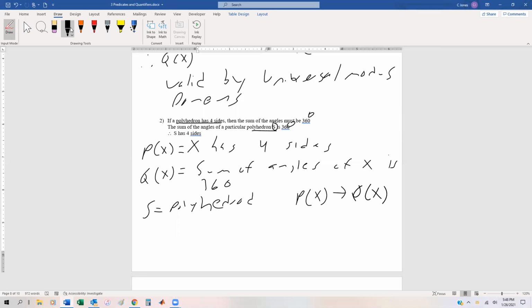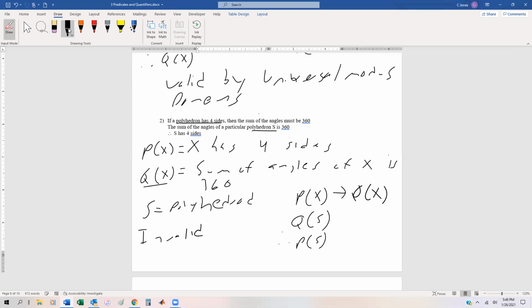And we're going to say that the sum of the angles of a particular polyhedron S is 360. So that means the sum of the angles must be 360, which is Q of X, but that's Q of S, because we're talking about a particular polyhedron S. Therefore we could say that S has 4 sides, so we have P of S, therefore. Now this is clearly false. Okay, so this is invalid.